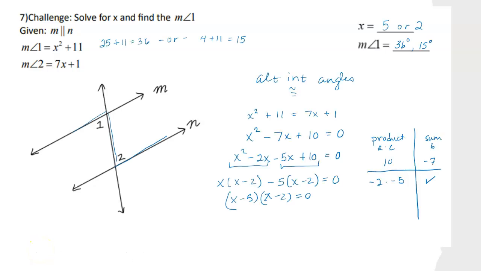Number 7 was a review of solving a quadratic equation. So I set the two angles equal to each other because they were alternate interior angles. They formed that big Z. And then I got my quadratic equal to 0 by moving the 7x and the 11 and the 1 over. And then I looked for a product of 10 and a sum of -7, and I used -2 and -5, which means that my solution is 5 or 2, and then my missing angle is either 36 or 15 in order to make that true.